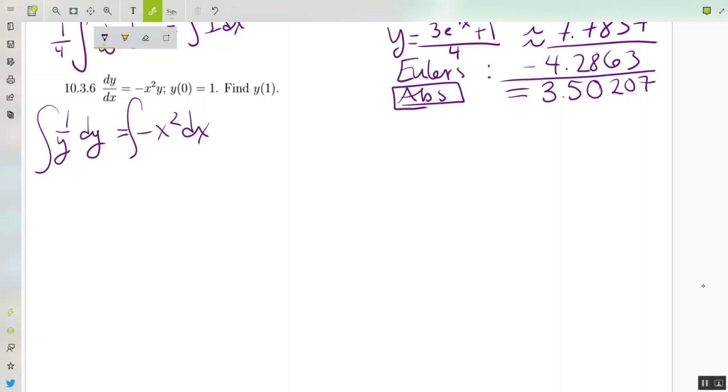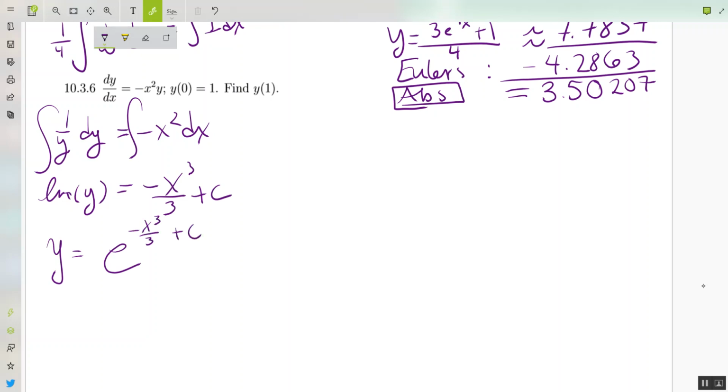So I'm going to end up with another natural log. It's like I have a deep love of natural log. I totally do. And so y will be e to the negative x cubed over 3 plus c. Remember, addition inside an exponent is the same as multiplication on the outside. We're going to call this a e to the negative x cubed over 3. So there's our actual solution.